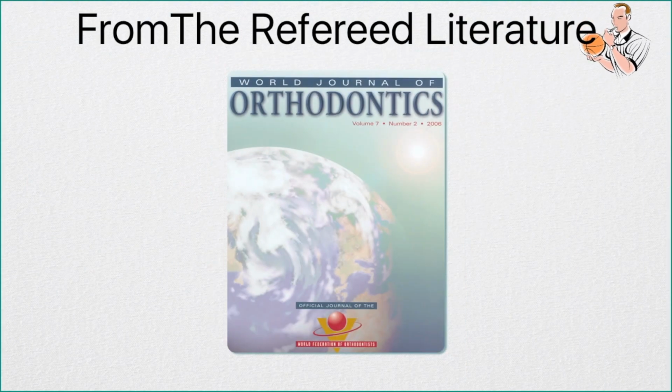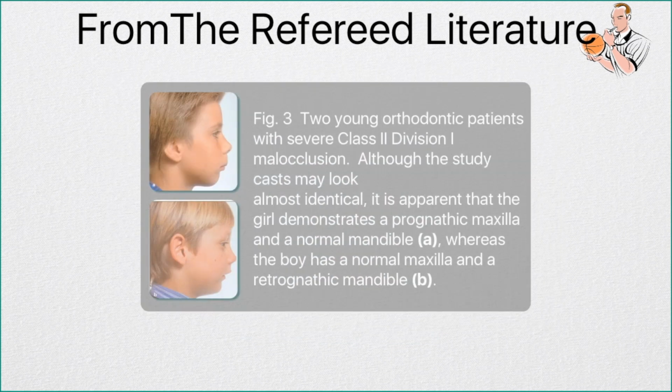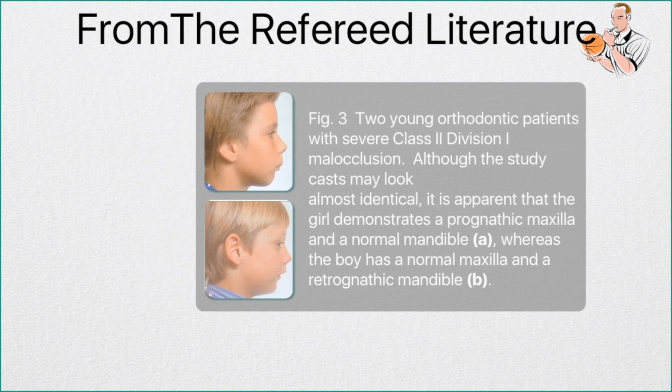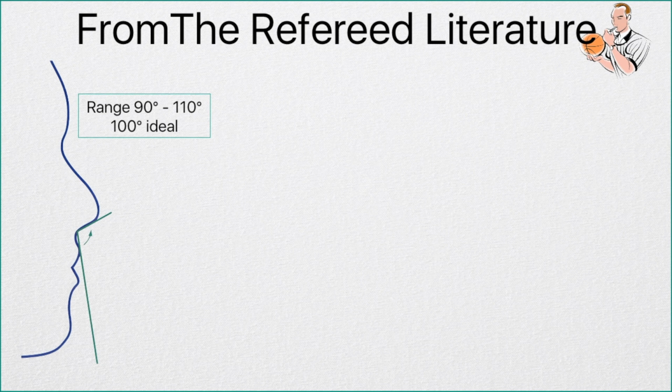Let's look in the refereed literature at a case, or two cases, and see what another person says about these two diagnostic criteria. Here we have two young orthodontic patients, each with a severe Class 2 Division 1 malocclusion, and the author states that the study casts may look almost identical, but it is apparent that the girl demonstrates a prognathic maxilla and a normal mandible, whereas the boy has a normal maxilla and a retrognathic mandible. Well, let's apply these diagnostic criteria.